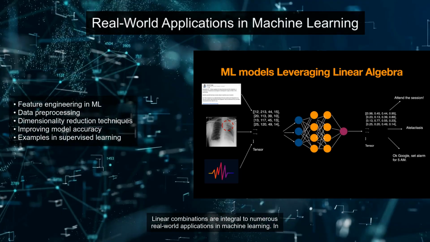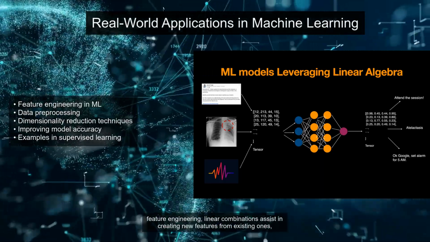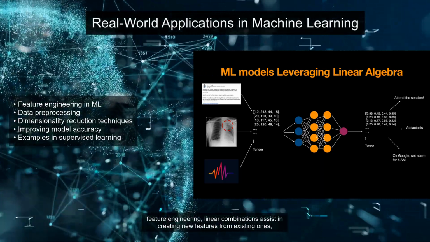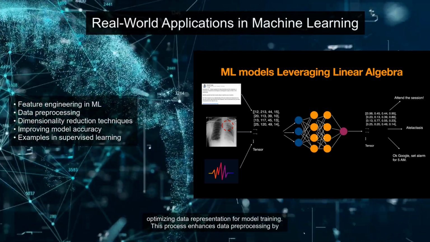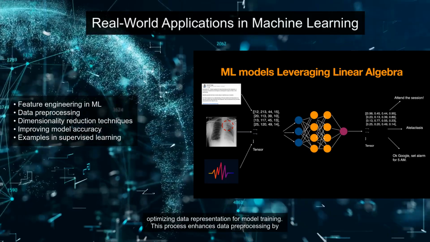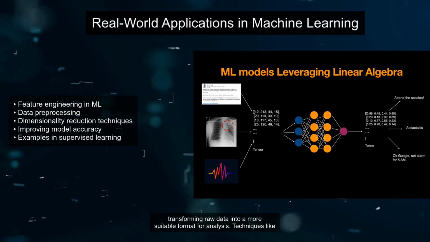Linear combinations are integral to numerous real-world applications in machine learning. In feature engineering, linear combinations assist in creating new features from existing ones, optimizing data representation for model training. This process enhances data preprocessing by transforming raw data into a more suitable format for analysis.